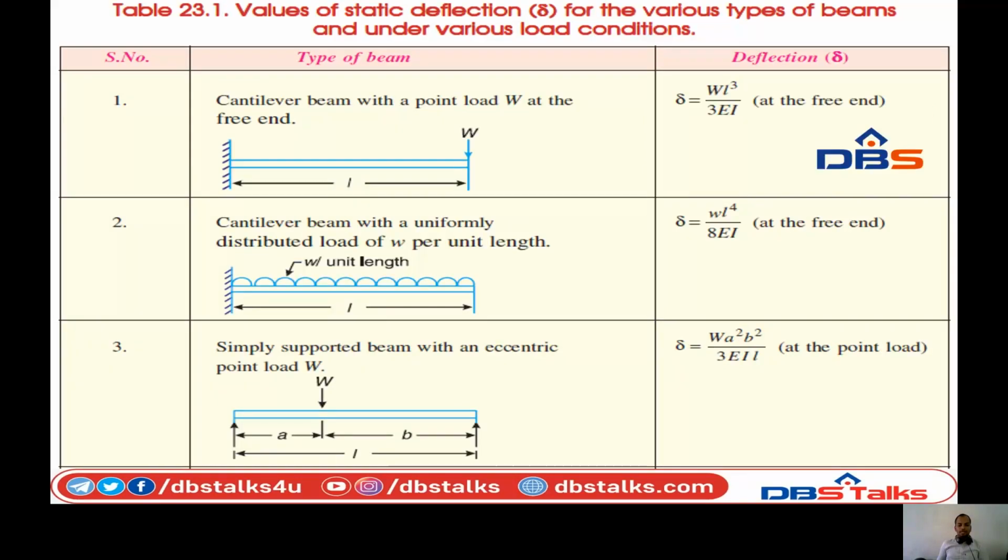If you see diagram 3, a simply supported beam with eccentric point load, this formula will be the correct one. This is the only one. So delta is equal to W a squared b squared by 3EIL. This is the formula we have learned. Here a means from the left side and b means from the remaining one, the right side end.